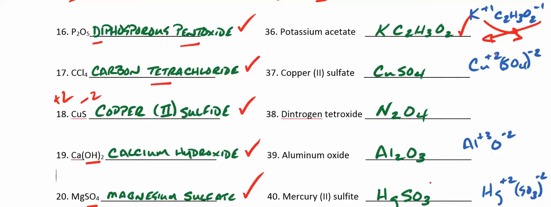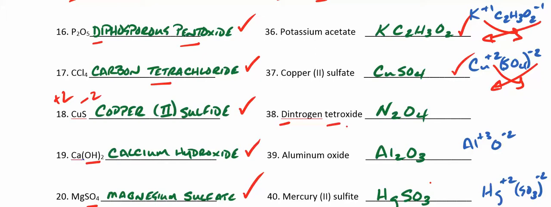Number 37, we have copper 2 sulfate. Copper has a charge of +2. Sulfate has a charge of -2. When I do the switch, they just go away. So +2, -2 disappear in the final answer. I could have put in parentheses around the SO4. Not necessary. I elected not to do that. If you put it, that's fine. It doesn't hurt a thing. So that's number 37.